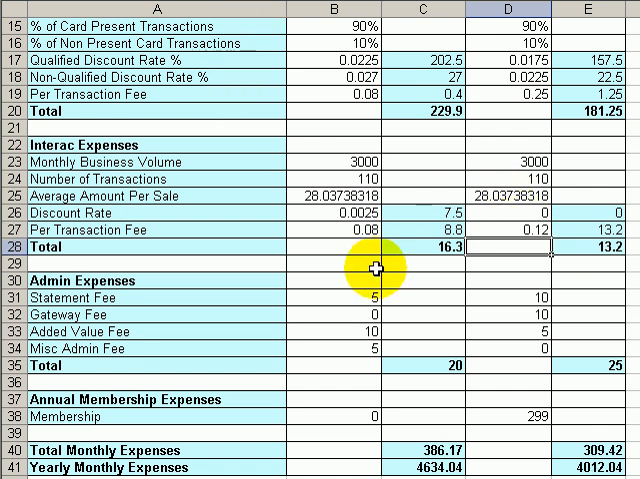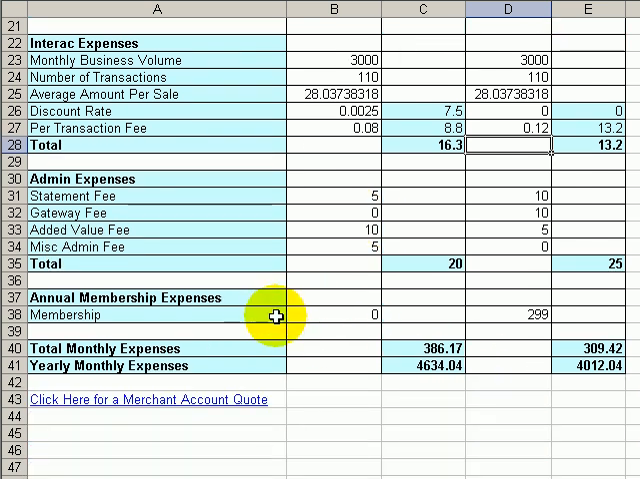If it wasn't in there, then you put down your monthly admin expenses like statement fee, gateway fee for IP terminals, added value fees, miscellaneous fees. There's all kinds of creative fees that merchant accounts can come up with. If it's not named specifically here, just add underneath miscellaneous admin fees, and it'll give you the total. And then some companies have a membership fee. So let's just say there's no membership fee here, and there's no membership fee here, but sometimes there is. Let's say there's one on this company.